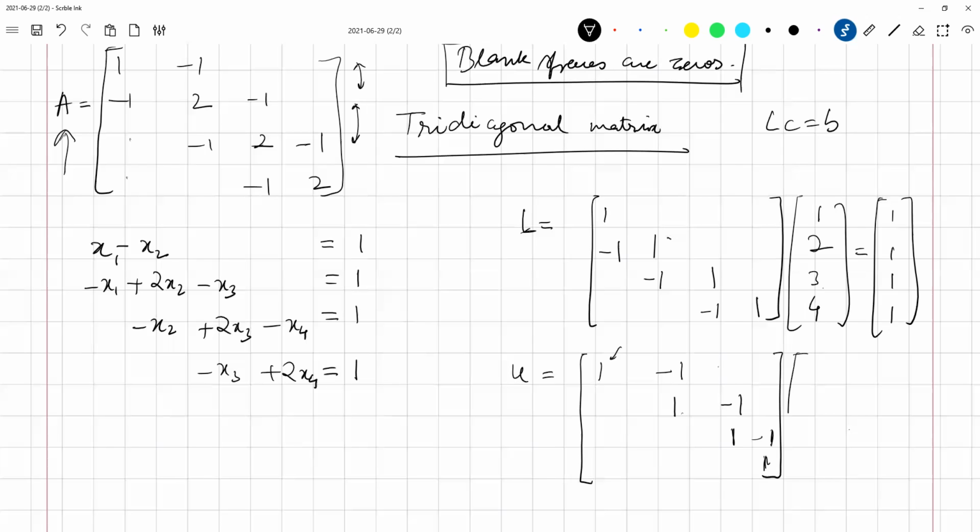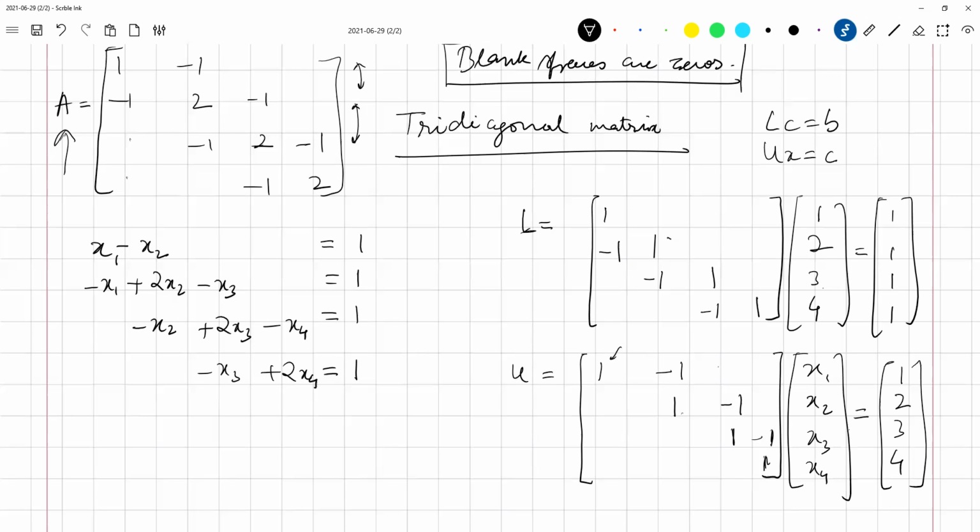Similarly, now we have a second set of equations. The second equation is Ux is equal to C. We use this to find out the values of X1, X2, X3, X4. What will be the right-hand side? 1, 2, 3, 4. So what will be the value of X4? It will be 4.